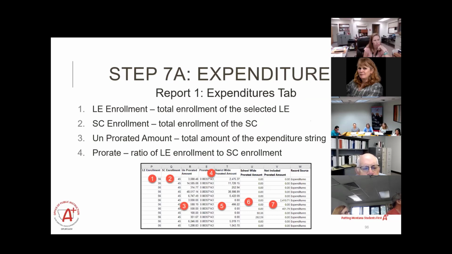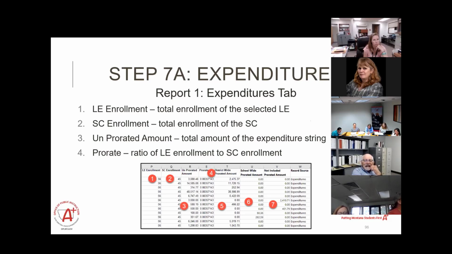So on the first one, on the expenditures tab, I've just listed here some of the columns and what they mean. So you'll see things like LE enrollment and SC enrollment. This is not your A and B and should not be associated with A and B. This is actually the enrollment that we use to calculate per pupil expenditure. So please note that that may be a different number than your A and B. We have an unprorated amount. So this is the total amount of the expenditure string.